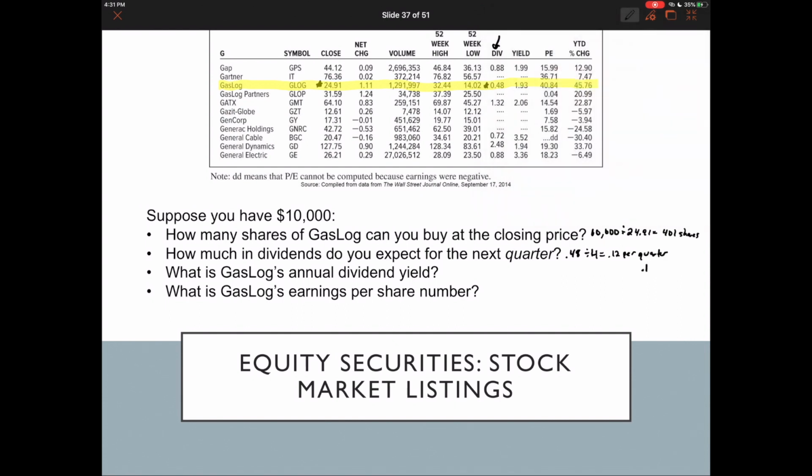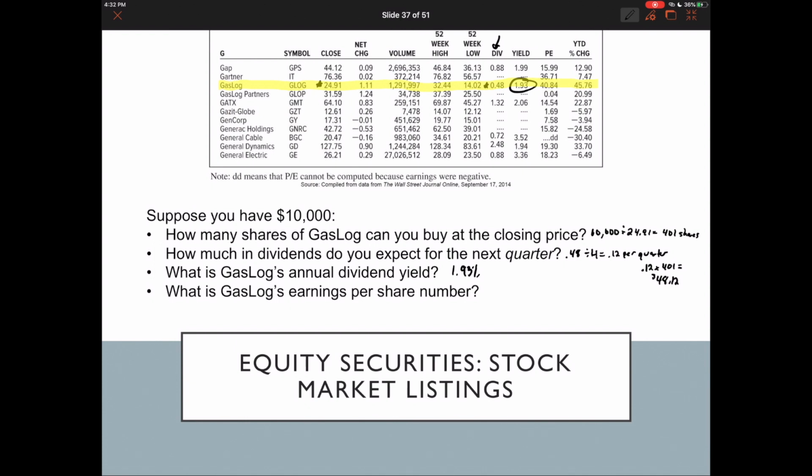And it's 12 cents times 401 shares for a total of $48.12 in dividends. Moving forward, what is GasLog's annual dividend yield? This is listed on an annual basis, so it's straightforward: 1.93%. That's the annual dividend of 0.48 divided by the price of $24.91.